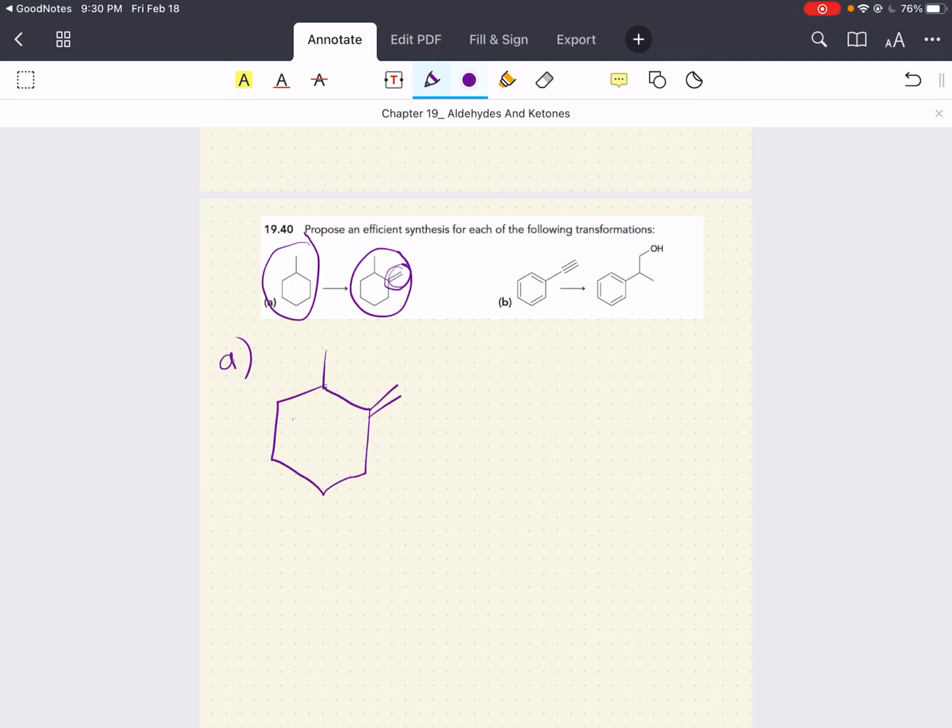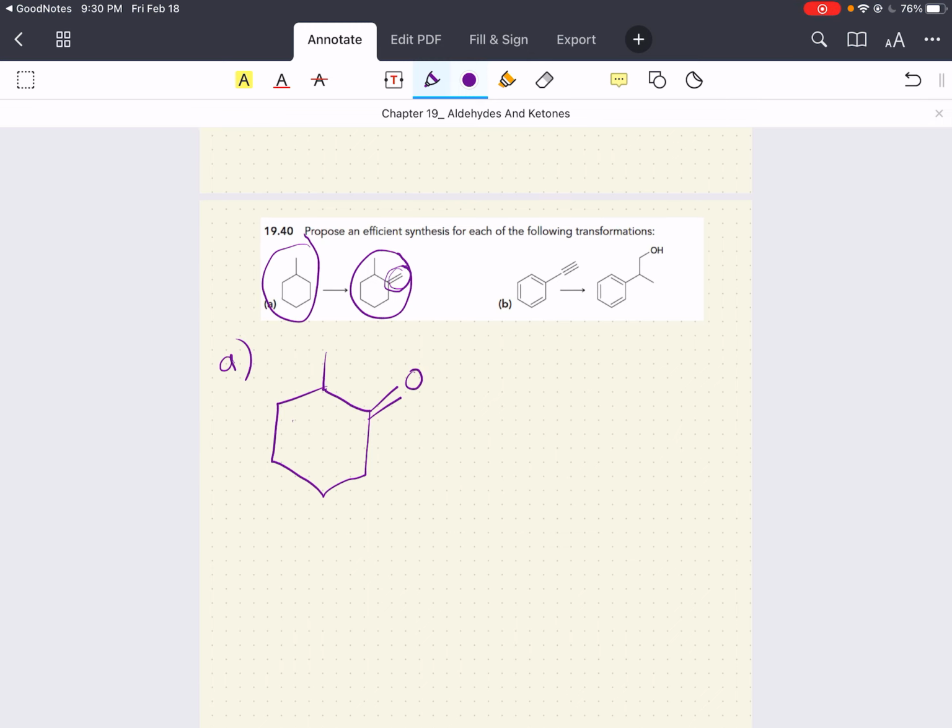If we had some sort of carbonyl group here, we know how to convert this into an alkene group, a carbon-carbon double bond. But now this brings up a problem. How are we going to get a carbonyl attached to this position so that we can finally convert it to a carbon-carbon double bond?